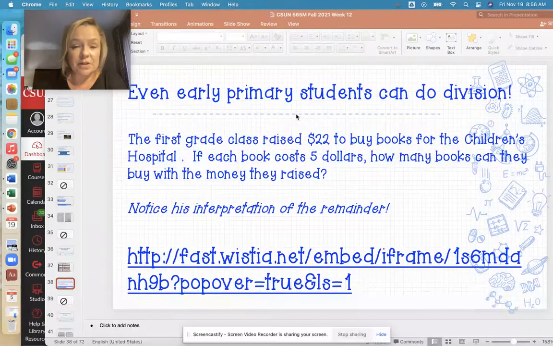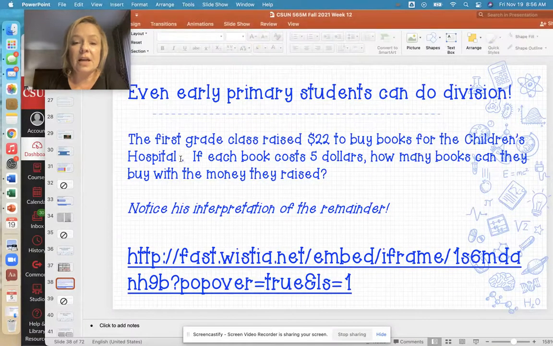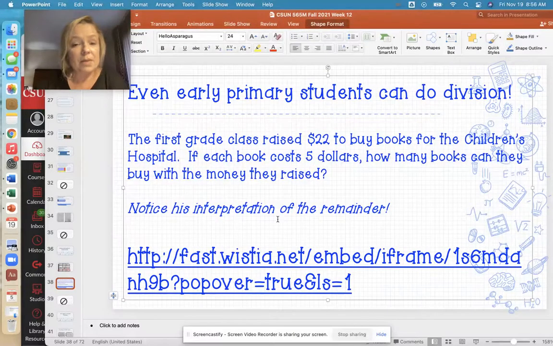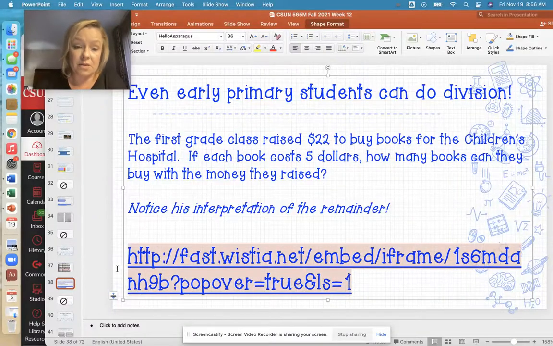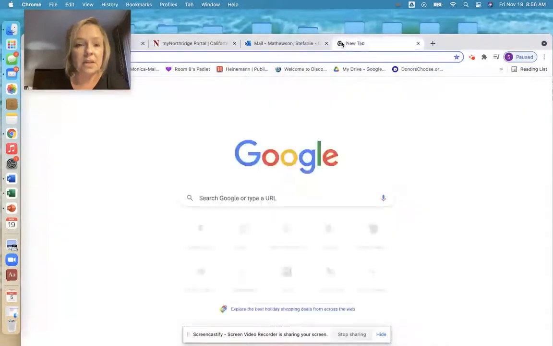So here's a question. The first grade class raised $22 to buy books for the Children's Hospital. If each book costs $5, how many books can they buy with the money they raised? Notice also how the student interprets the remainder, which means what do they do with the leftover amount? So let's take a look at this video.